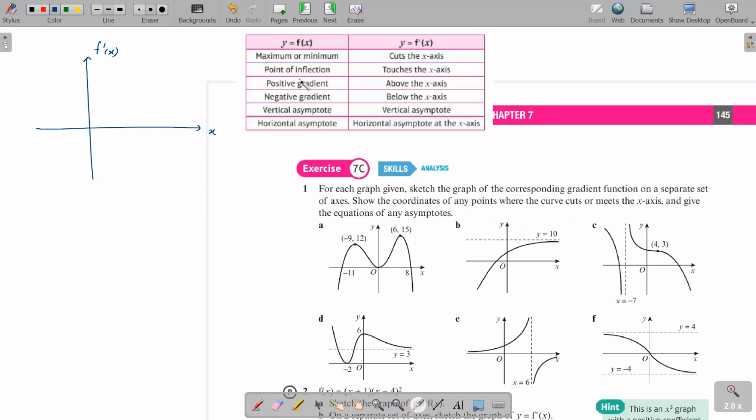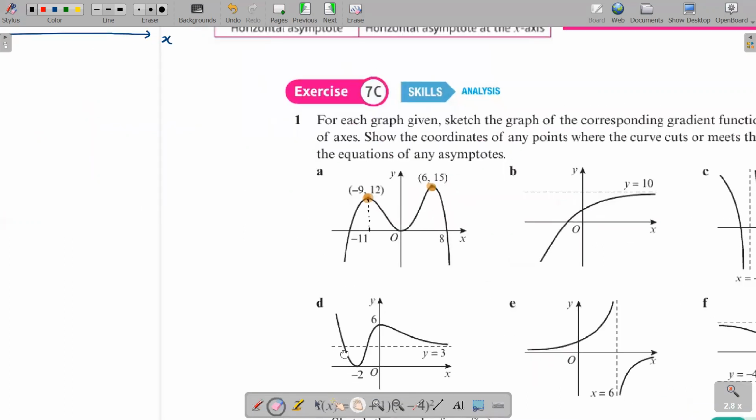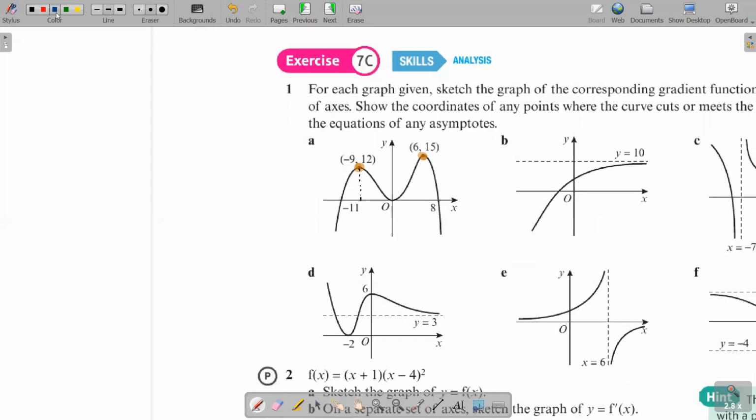What are the main things we need to consider? Any maximum or minimum points are definitely needed, right? So you see I have two maximum points here. What are the maximum point x values? I only need the x values. Remember, I'm drawing my graph against x. The maximum point x value is -9, right? The other maximum point x value is 6. And we also have a minimum point, where the x value is 0. Are you all with me?